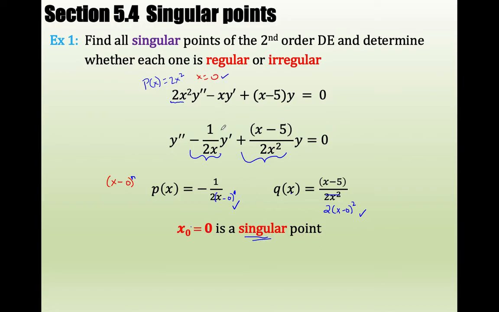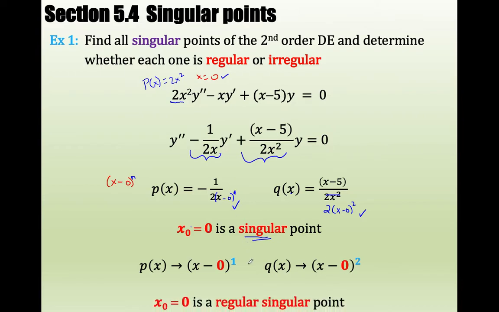up here. I make P of x equal to 0. But since in P of x I only saw x minus 0 to the first, and in Q of x I saw x minus 0 squared, my singular point is a regular singular point. Okay. So this is all I need to do for the homework.